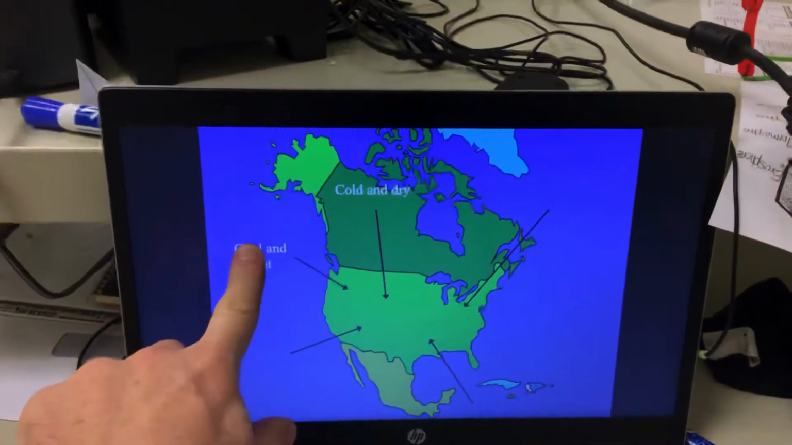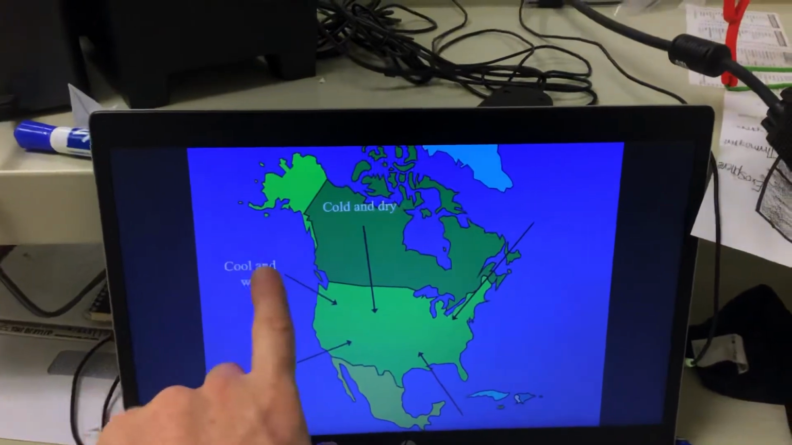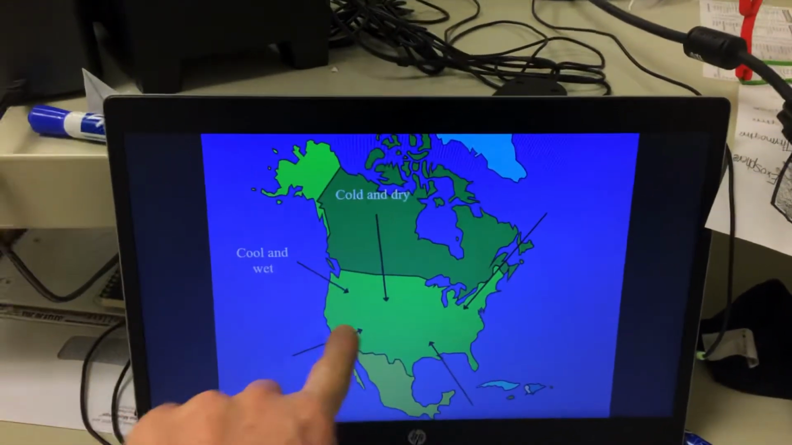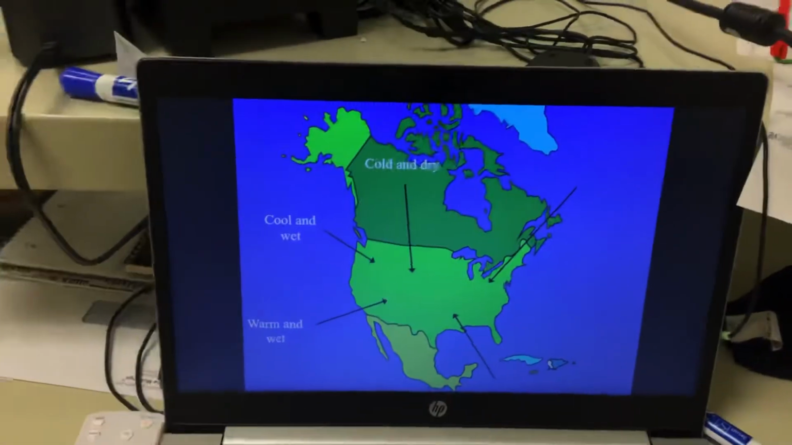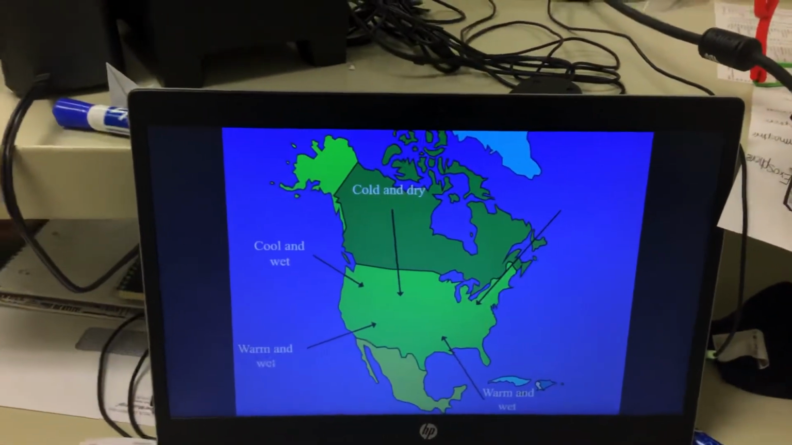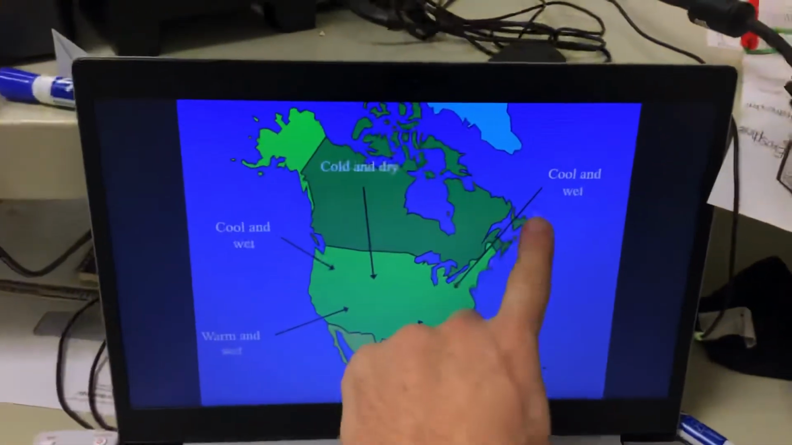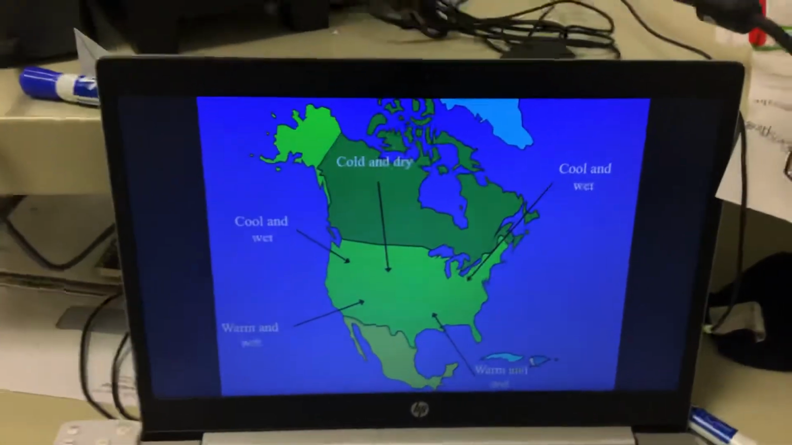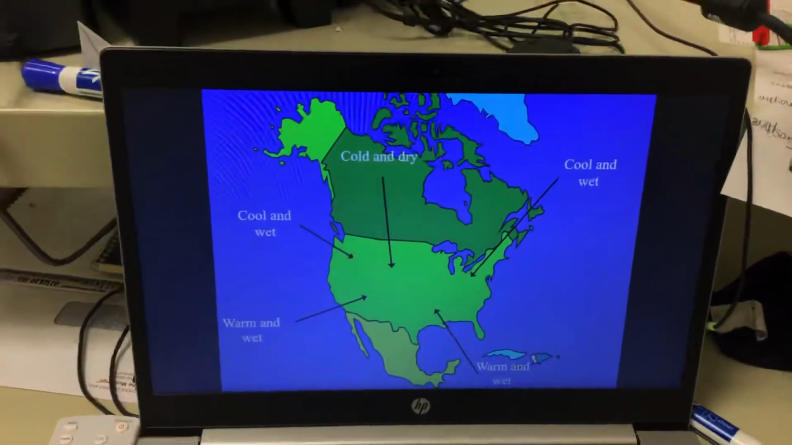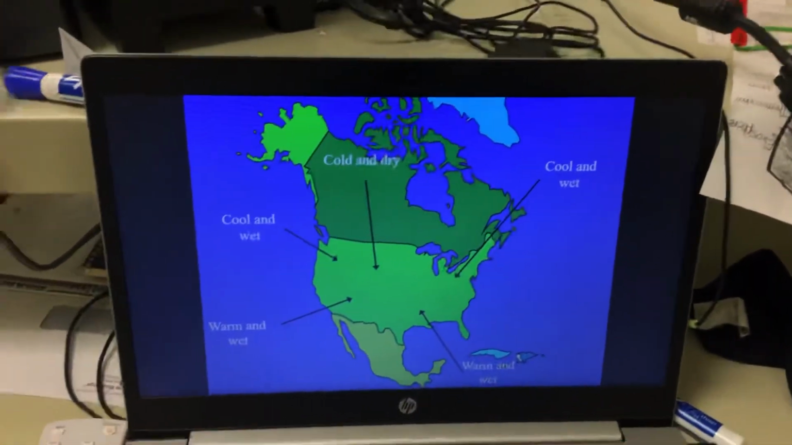Here it's going to be cool and wet because it's coming from over the ocean, okay? Here you'd probably guess that it'd be warm and wet. Down here, warm and wet, and then cool and wet here, okay? Because there's some ocean near there. So depending on where it comes from will determine what our weather is going to be like.